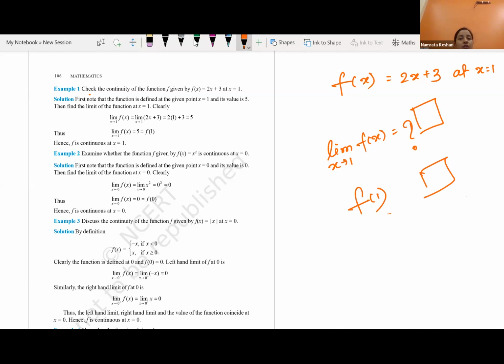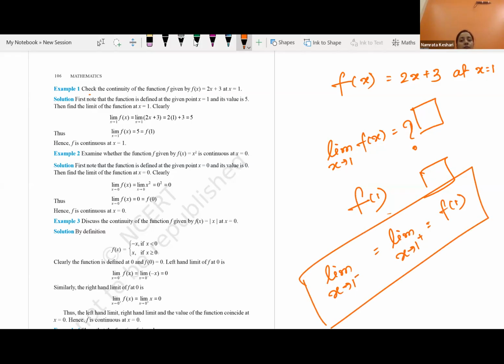Okay, listen to me carefully, Miraj. You have to check the left hand limit at 1, you have to check the right hand limit at 1, and you have to check the function's value at 1. If all these three are matching, that means the function is continuous. All of them should be equal. If all these three are not equal, then the function is not continuous at 1.